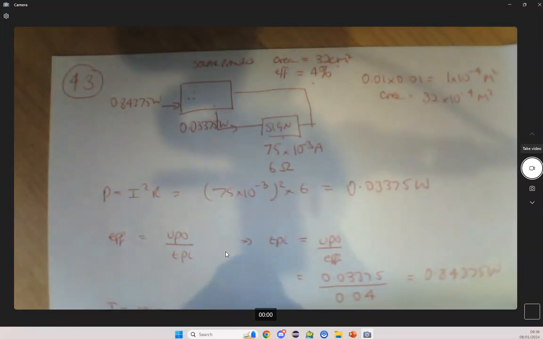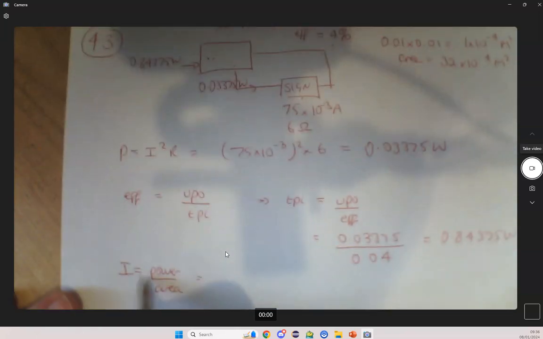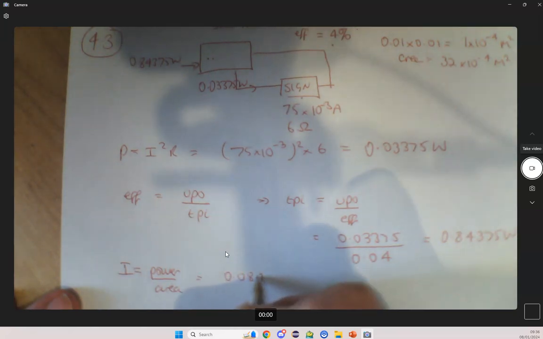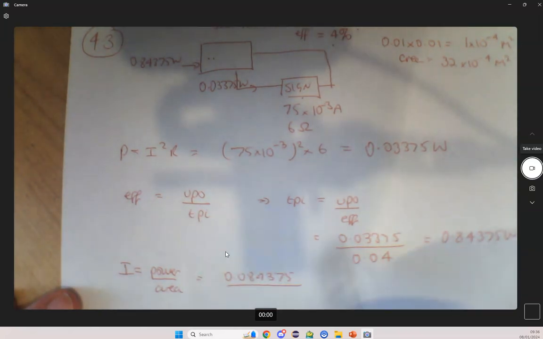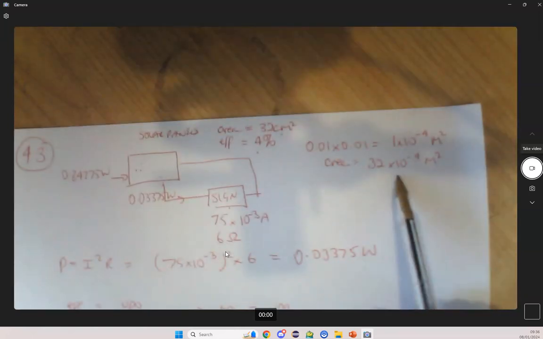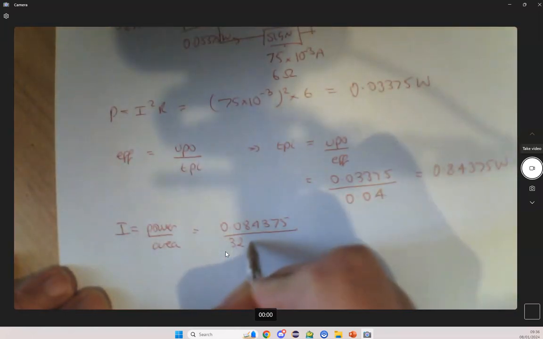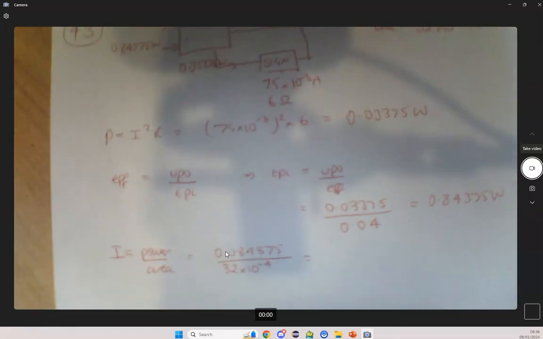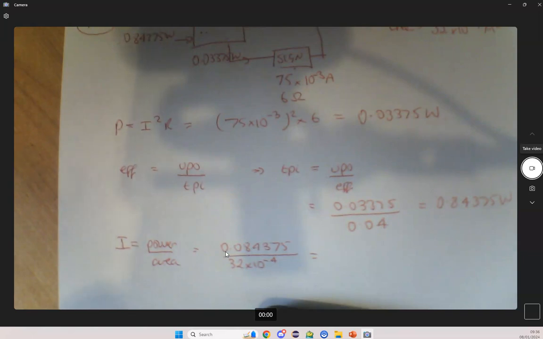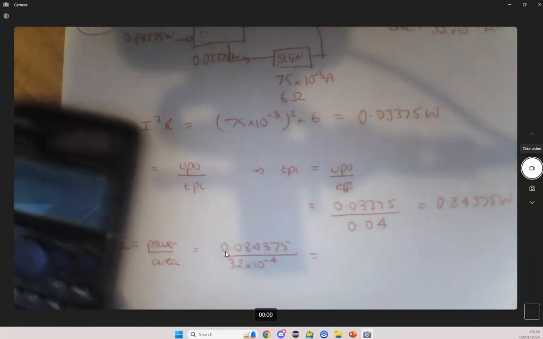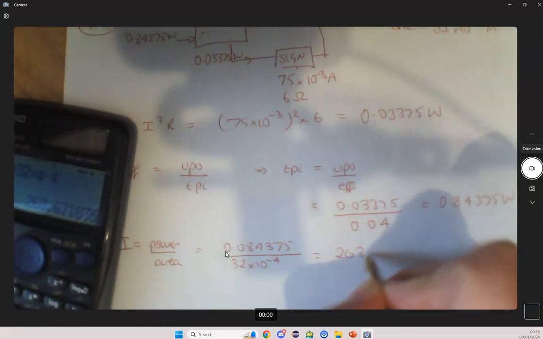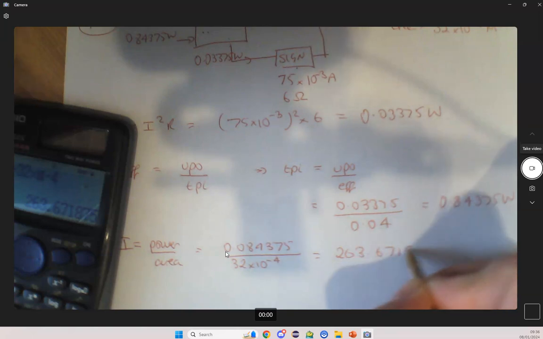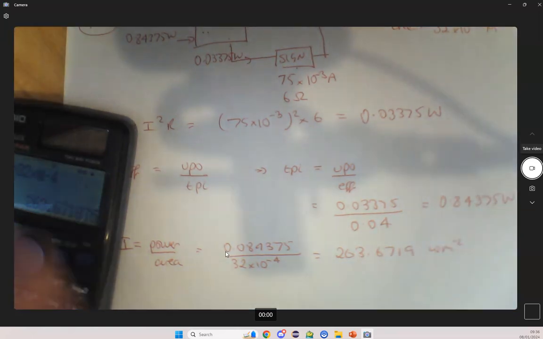So the intensity that I need, which is the power divided by the area, then is going to be 0.84375 divided by the area of my panels, which we've just worked out as 32 times 10 to the minus 4 meters squared. So that's giving me my watts per meter squared. So I've got that divided by 32 times 10 to the minus 4 gives me 263.6719 watts per meter squared as my intensity.